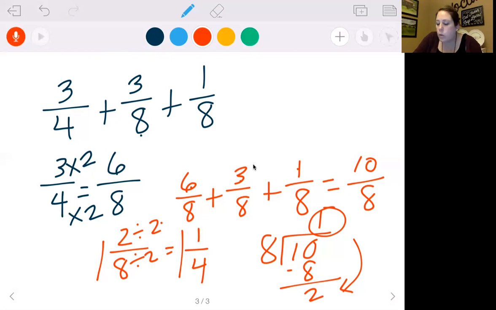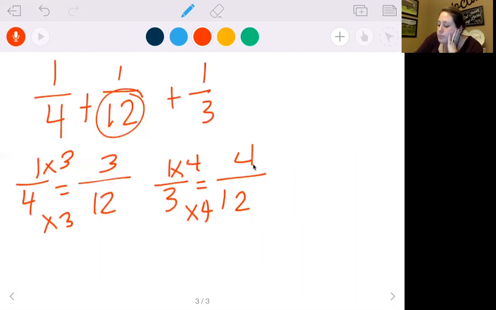Let's do 1/4 plus 1/12 plus 1/3. Now, I can change them both over to 12, so let's do that. 1/4 equals something over 12. 1/3 equals something over 12. 4 times 3 is 12. 1 times 3 is 3. 3 times 4 is 12. 1 times 4 is 4.